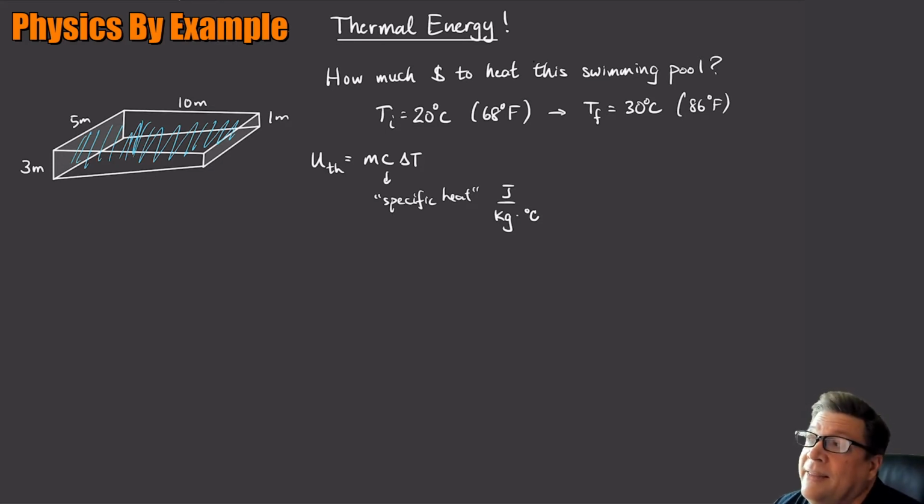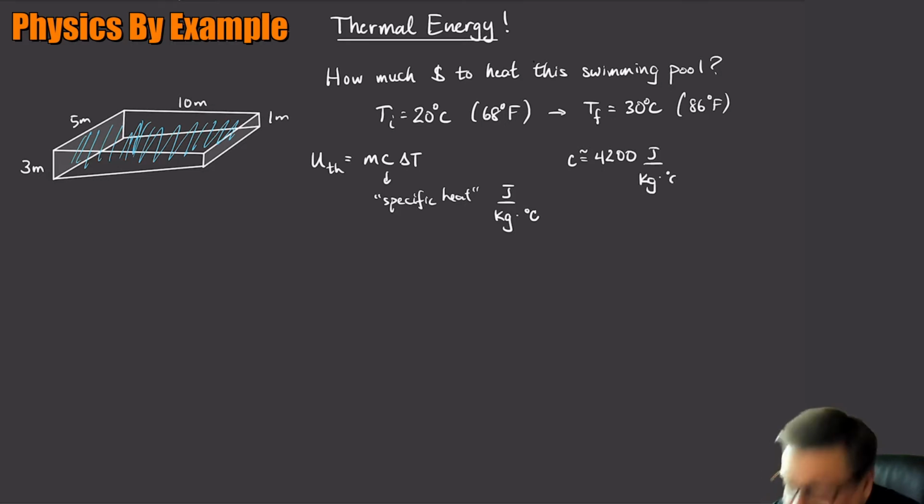So multiplying all these together is going to tell us how much energy we need. ΔT, we already know that. That's 10 degrees. We're going from 20 to 30. So ΔT is T final minus T initial, so that's 30 minus 20, 10. All right. So I'm going to need to know the specific heat of water. And the specific heat of water is about 4,200 joules per kilogram degree.